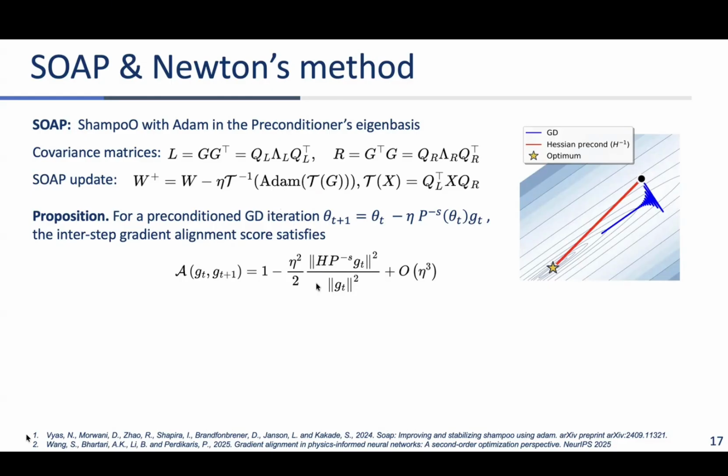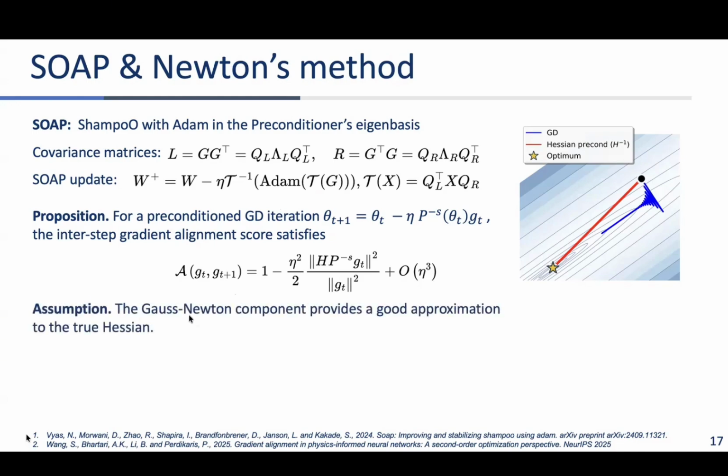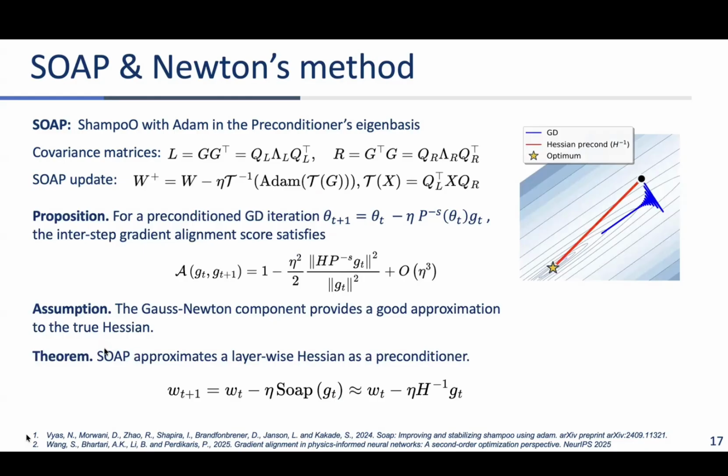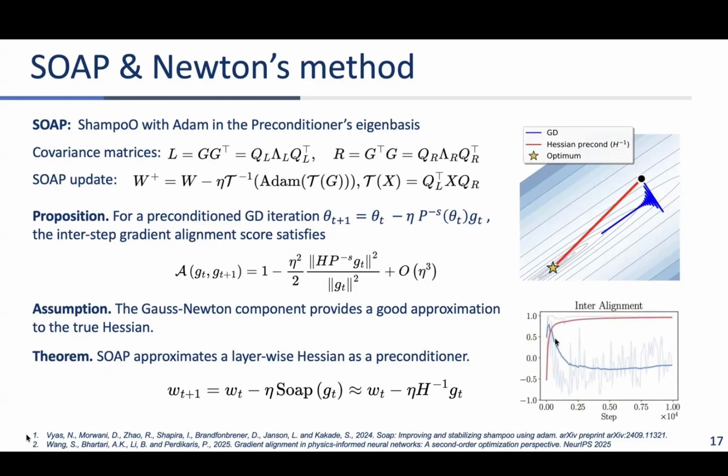Alignment scores. If we further assume that the Gauss-Newton component provides a good approximation to the true Hessian, then we can write down such an informal theorem. SOAP will approximate the layer-wise Hessian as a preconditioner. So combining those two results together, that explains why SOAP can maintain such high inter-alignment scores.